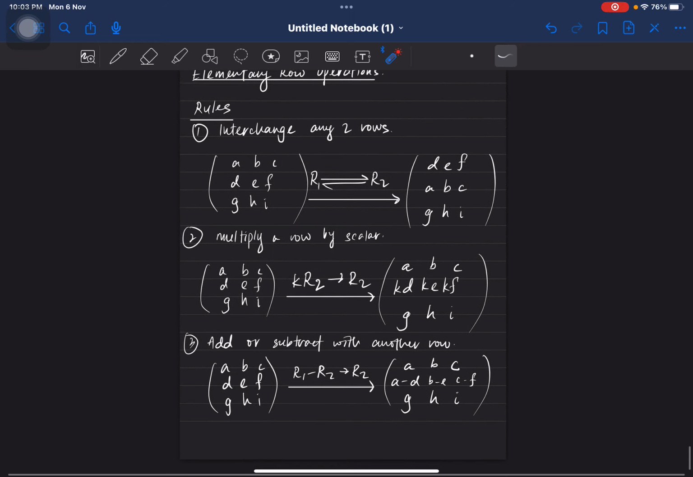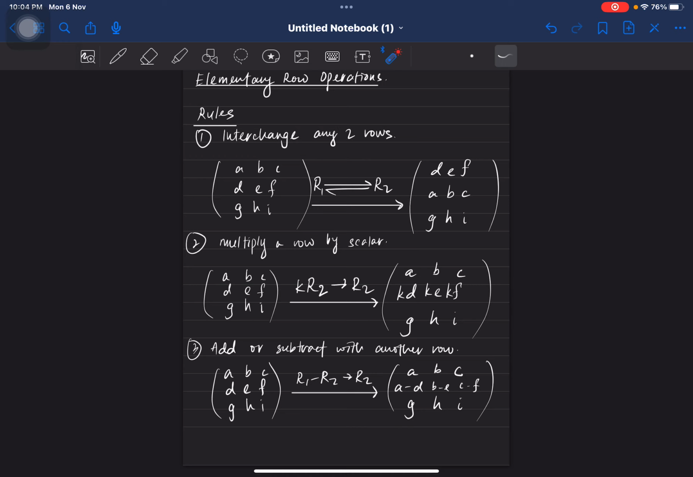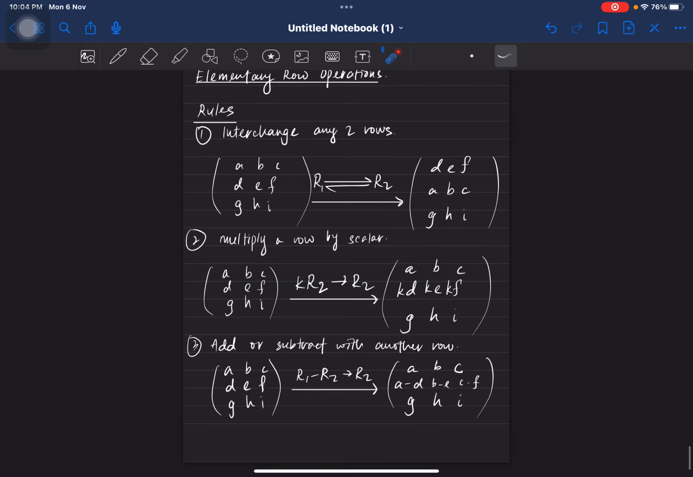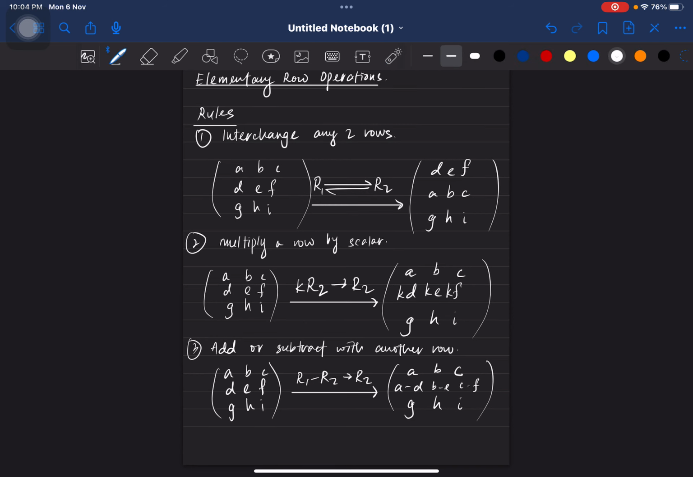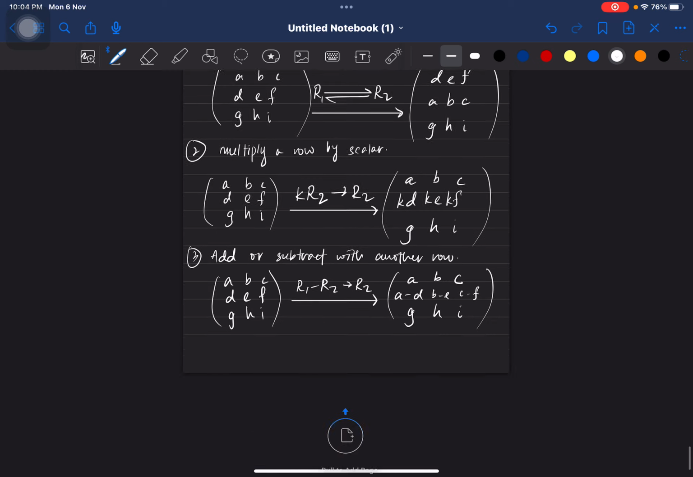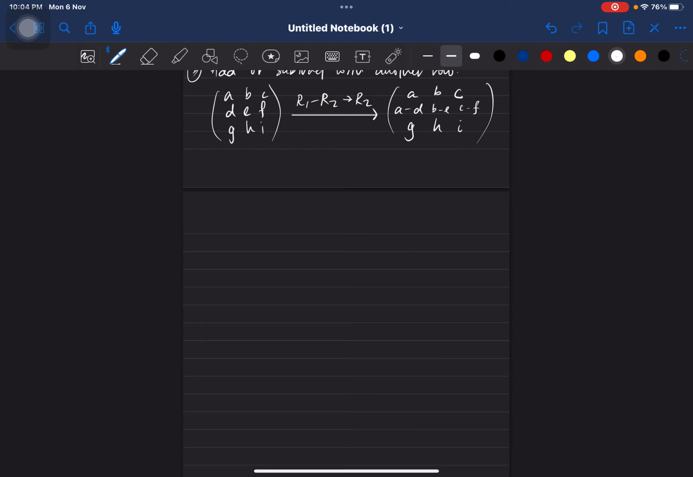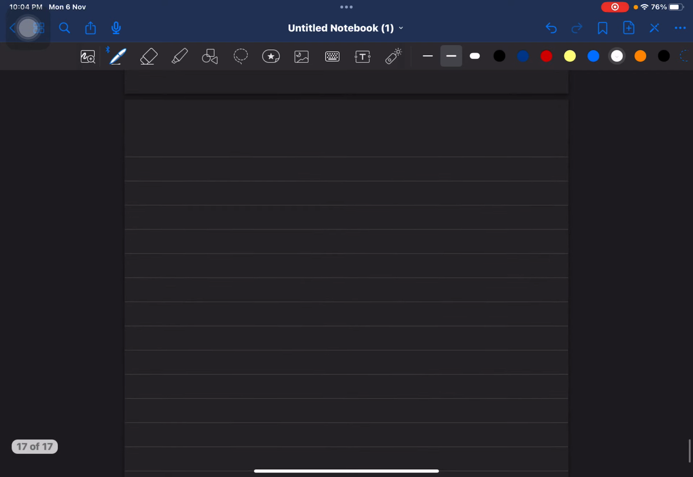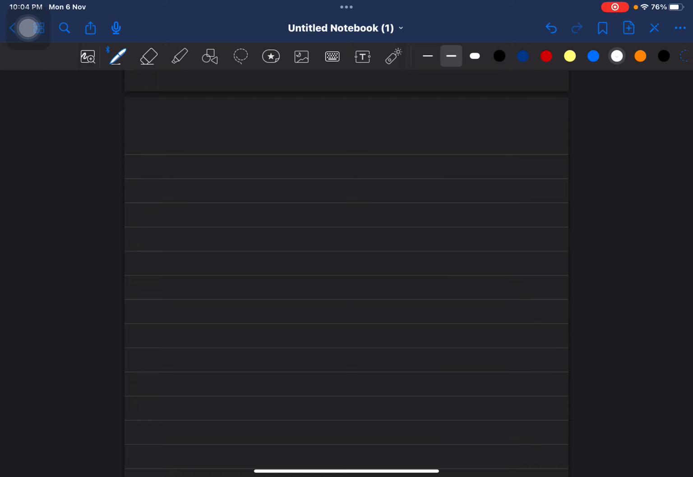So these are the few rules that you need to know. You can use these in order to carry out your elementary row operation. So what is all this elementary row operation about? What are all these rules for? Interchange any two rows, multiply a row by a scalar, add or subtract with another row? Actually, you can imagine this is a game. And for you to play this game, what is the goal of the game? The goal of the game is to find out the inverse of a 3x3 matrix. We usually use this for a 3x3 matrix.